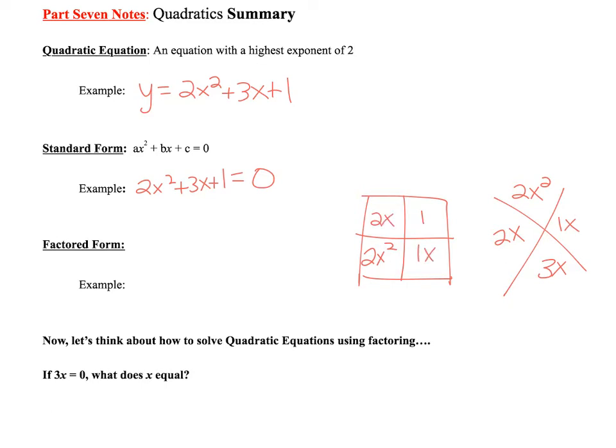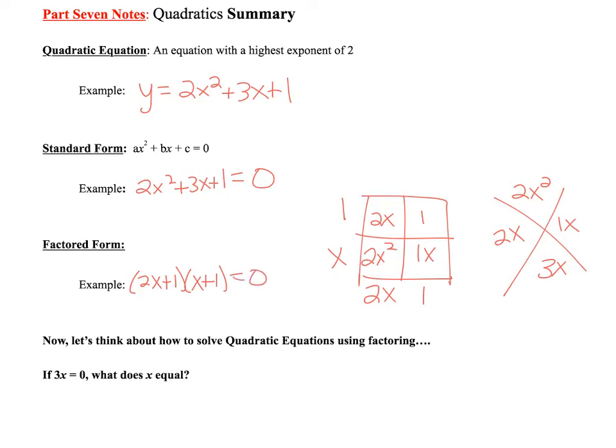I fill those in, and we're going to factor out every row and every column. So 2x and 1 are both divisible by 1. 2x squared and 1x both have an x. 2x and 2x squared are both divisible by 2x. 1 and 1x are both divisible by 1. So factored form would be 2x plus 1 times x plus 1 equals 0.